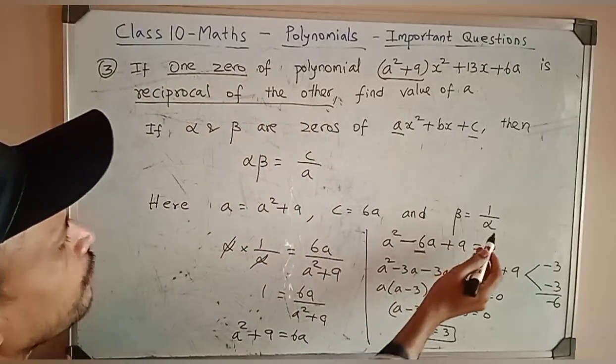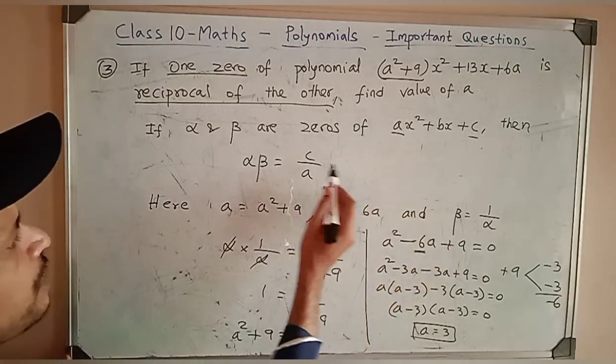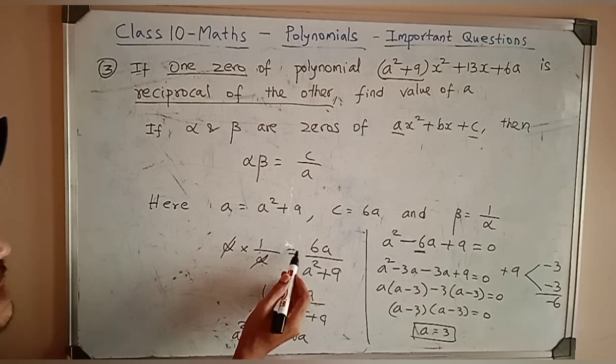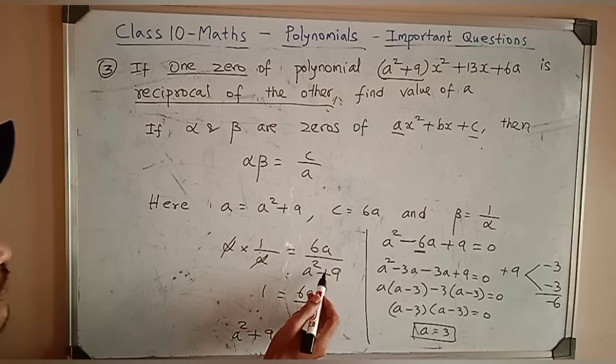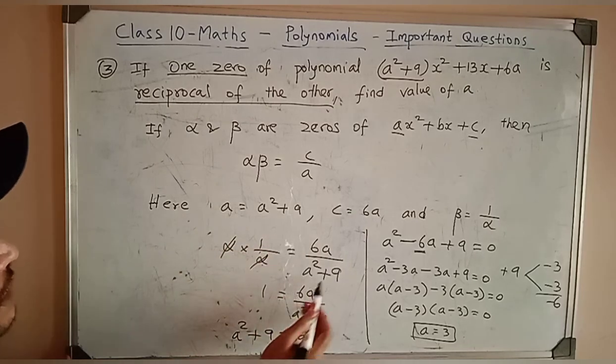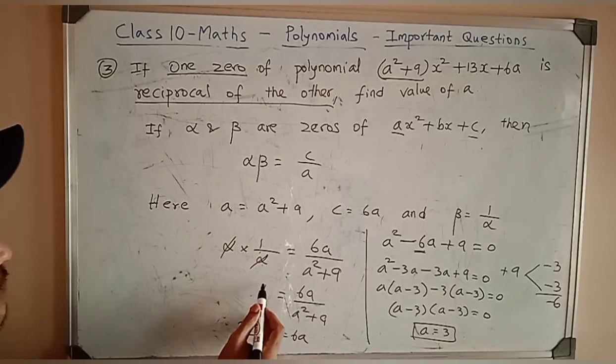Therefore beta is equal to 1 by alpha. We are substituting them in the previous equation. Alpha into, instead of beta, 1 by alpha is equal to 6a by a square plus 9. 6a is nothing but c, and a is a square plus 9. Now cancelling alpha and alpha, we get 1.